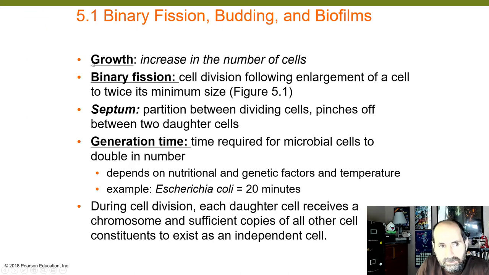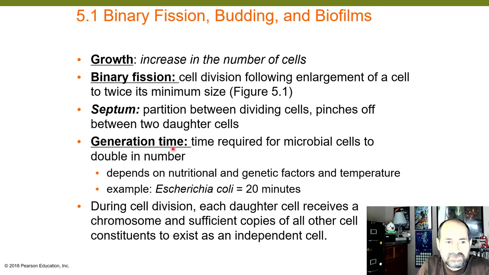Now, when bacteria grow, this means an increase in cell number. So one cell divides into two, those two divide into four, and so on and so forth. The process by which cells divide is called binary fission. It is an asexual form of cell division. And then following cell division, you have an enlargement of cell size to about twice its minimum size. During binary fission, remember first you replicate the circularized chromosome, and then a septum forms. The septum is the partition between dividing cells, which pinches off between two daughter cells.